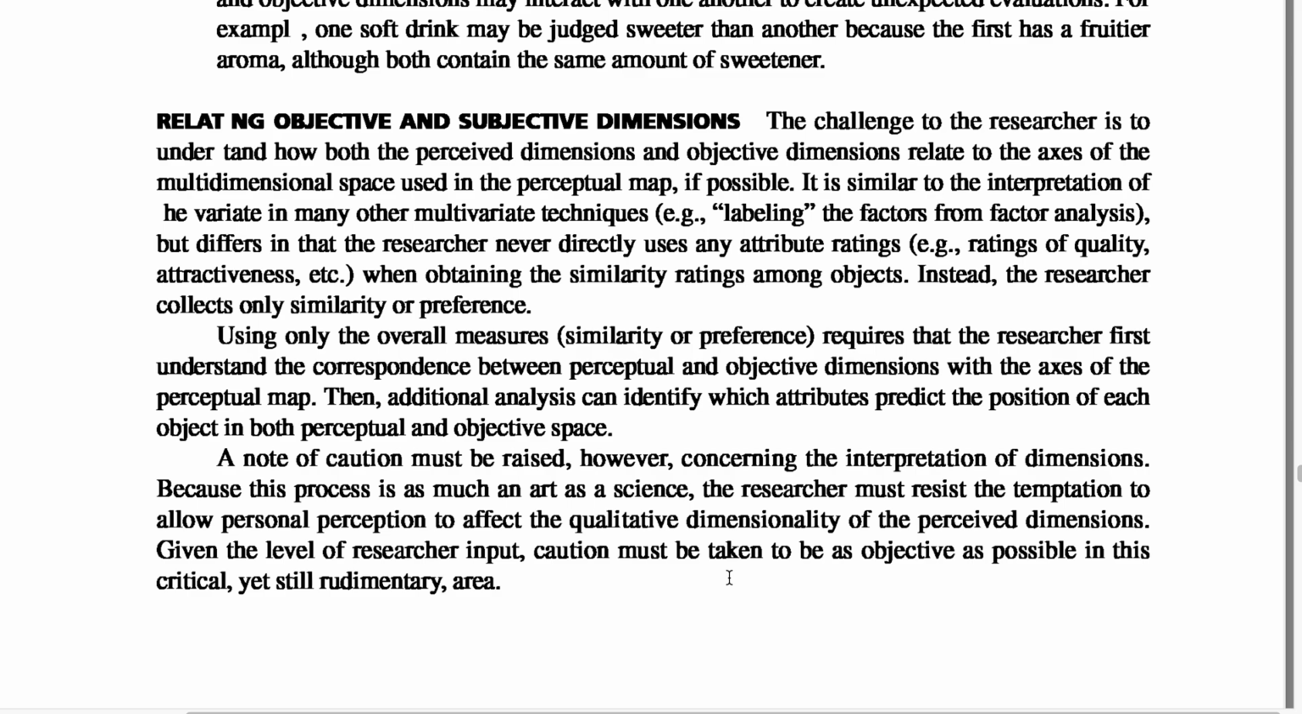For example, rating of quality or attractiveness, when obtaining the similarity rating among objects, instead of the researcher collecting only similarity or preferences. Using only the overall measurement, similarity or preferences, requires that the researcher first understand the correspondence between the perceptual and the objective dimensions with the axes of the perceptual map. Then additional analysis can identify which attributes predict the position of each object in both perceptual and objective space.